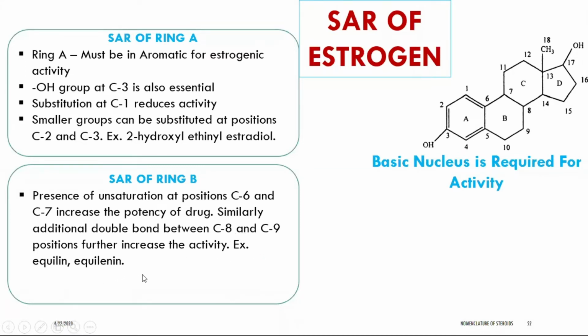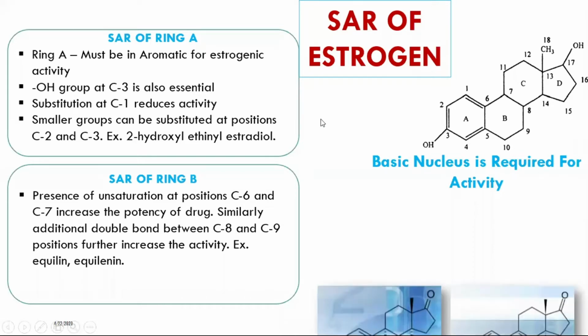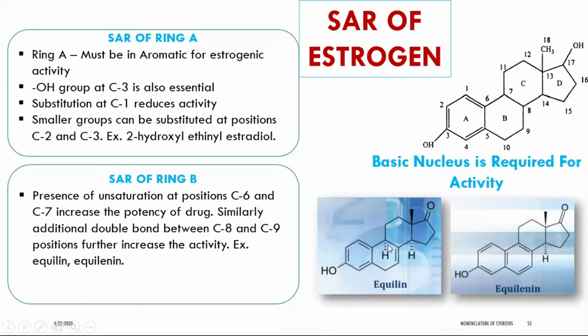So there are various steroidal estrogens which have such kinds of structures: equilin and equilenin. If you look here, in equilin there is a double bond between carbon number 8 and 9, and in equilenin the second ring is also aromatized. A 7 alpha substituent slows the increase in activity. That means at the 7 position, if any group is substituted at the alpha position, the activity will not increase.